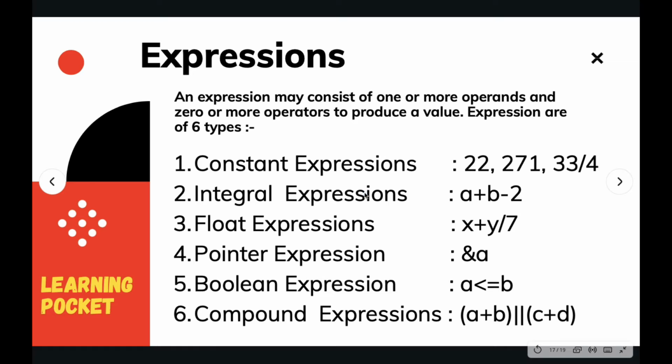constant expressions. You can see here the expression consists of only constant values. Then we have integral expressions, or you can say integer expressions, those expressions which produce an integer result, so we expect an integer number to be the output of these expressions. So here a and b are integer type variables, and the result should be an integer number.